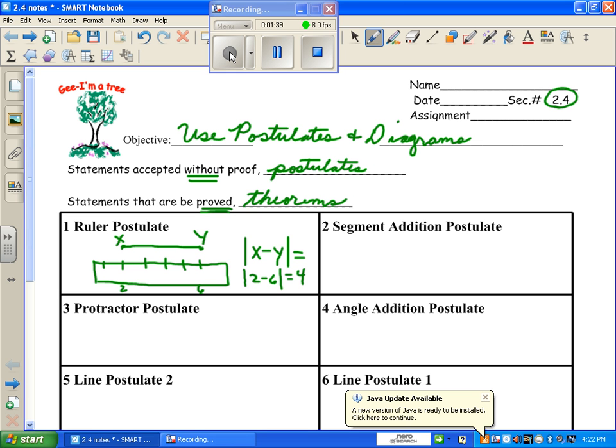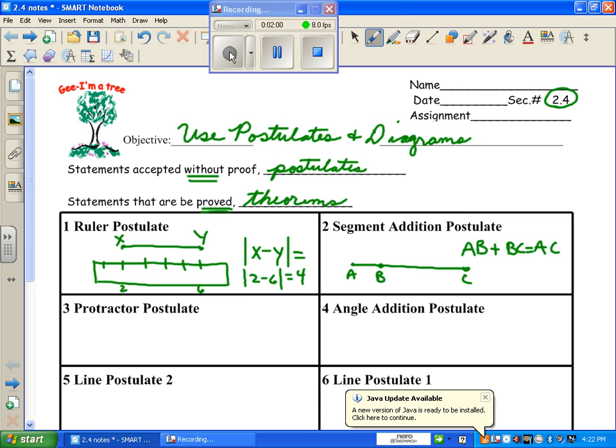The segment addition postulate: if you have a segment and you have 3 points on it, and the second point does not have to be the midpoint, when you add them together, the segment AB plus your segment BC would equal the total segment AC. So the two parts equal the whole.